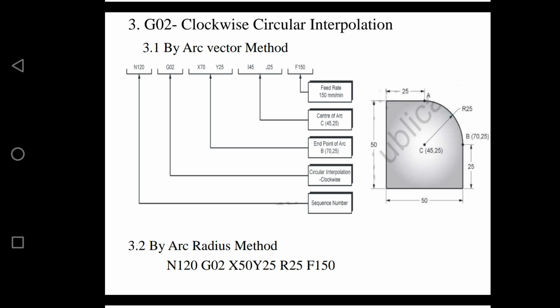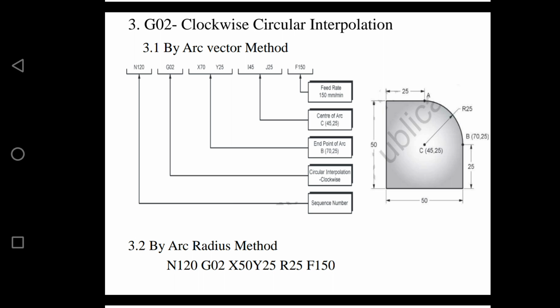Here you have to take care that we write down the coordinates of the endpoint of the arc. The endpoint of this arc is point B. If you consider the origin, that is X0 and Y0, point B is 50 mm and 25 mm away from the origin in the X and Y axis, but they are using X70 and Y25. That is not the right thing. We have to mention the endpoint, that is X50 and Y25.